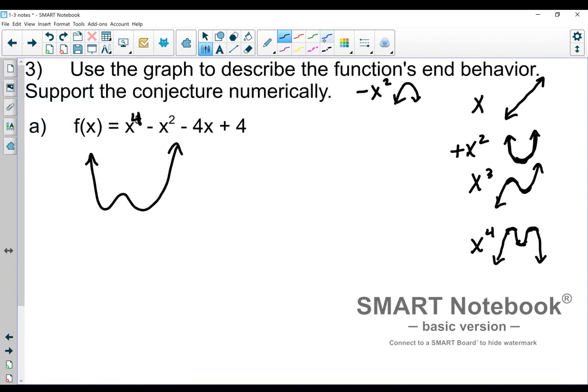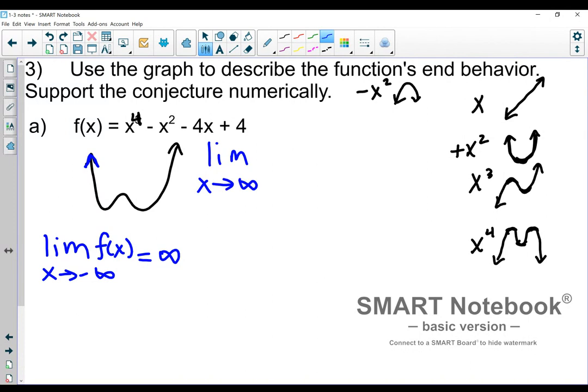And now I want to think about what's happening on the left and the right. What are the y's doing as I go to the left or go to the right? So the limit as x goes to negative infinity, that would be this part of my graph right here. So as x goes to the left, what is my y doing? What is my f of x going to be? Well, because it's going up, it's going to be positive infinity. And now on the other side, if I do the limit as x goes to positive infinity, that's this end here, what is f of x doing? And it's going up as well. So this one's also going to be positive infinity.